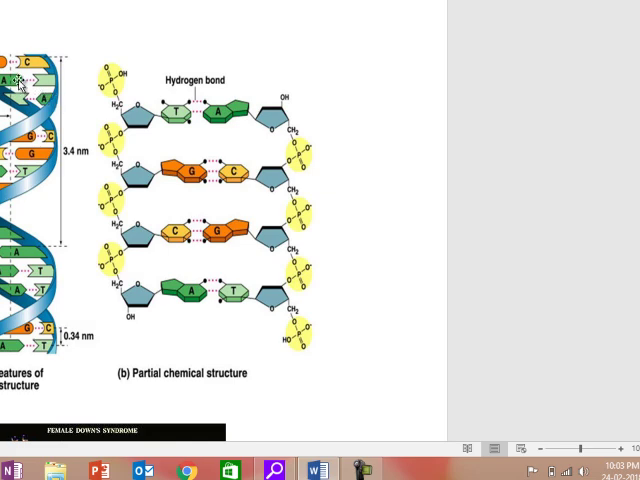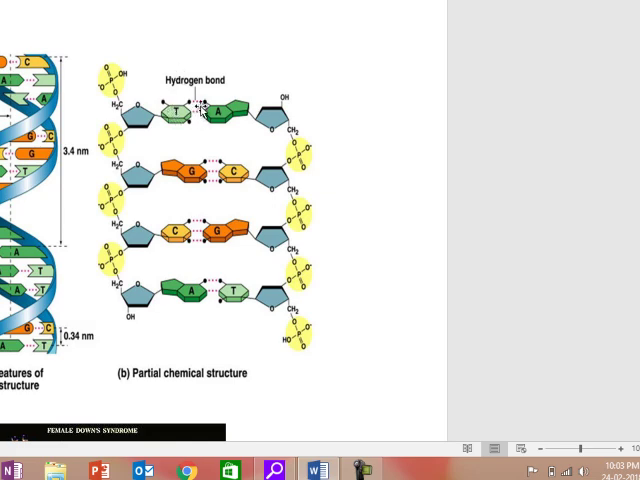Okay. Here adenine and guanine are known as purines, whereas thymine and cytosine are known as pyrimidines. So always purine binds with pyrimidine. Adenine is a purine. It always binds with a pyrimidine called thymine.